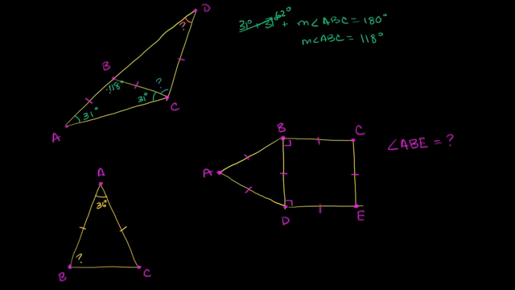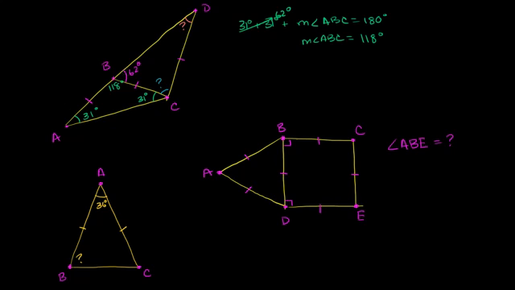Let me just write it like this. This is 118 degrees. Well, this angle right over here is supplementary to that 118 degrees. So that angle plus 118 is going to be equal to 180. We already know that that's 62 degrees. 62 plus 118 is 180. So this right over here is 62 degrees.